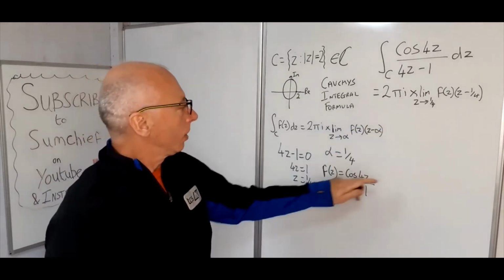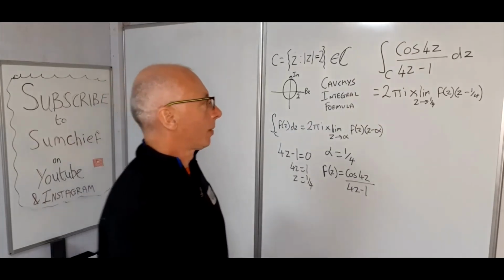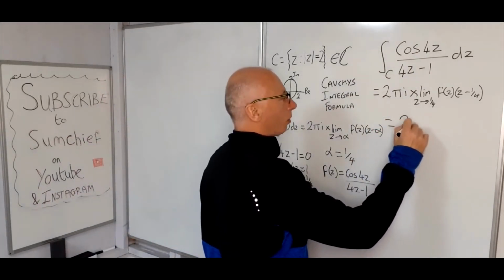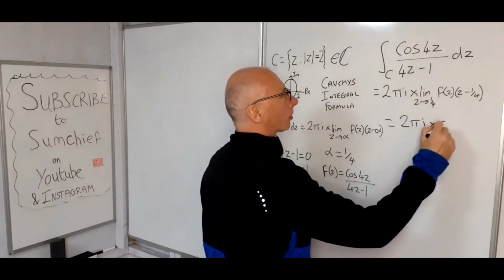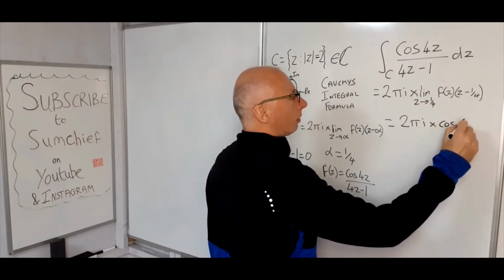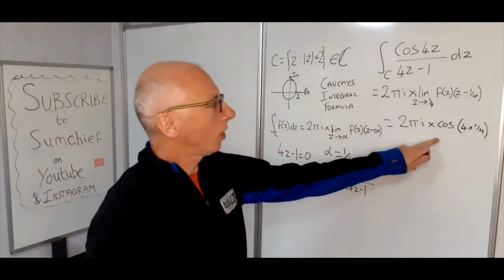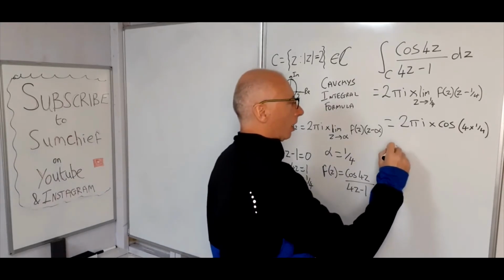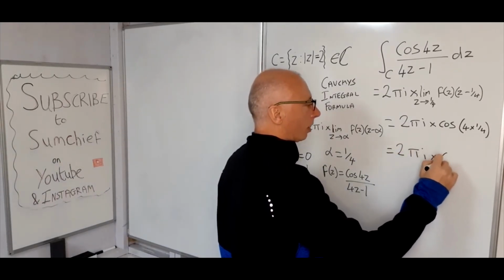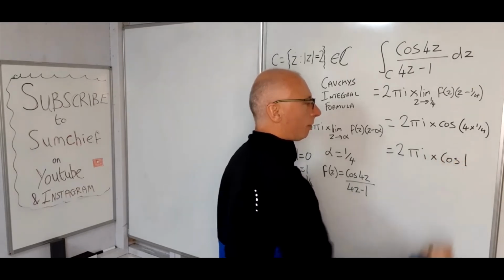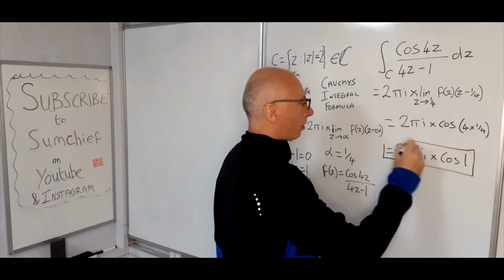Right, so as z approaches a quarter, we're just left with cosine 4z. So it equals 2 pi i times cosine 4 times a quarter, which we can now simplify to be cosine 1. So it equals 2 pi i times cosine of 1. And that is our answer. That is Cauchy's integral formula.